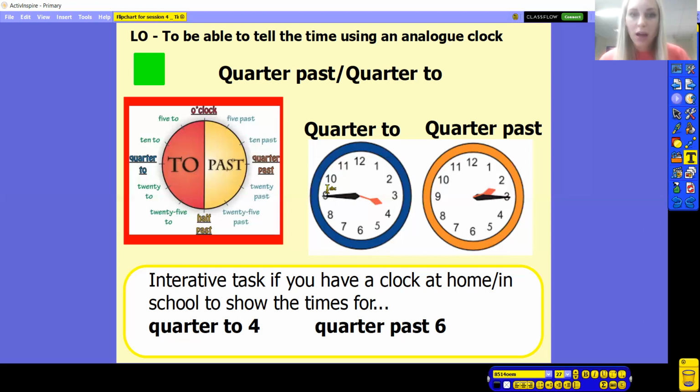If we have a little look at the diagram here, at where that minute hand would be pointing to, we could see here it would be pointing at quarter to. So if it's quarter past, your minute hand is pointing to the 3. If it's quarter to, your minute hand is pointing to the 9. And that's the first thing that you need to look at when you're looking at your clocks today. Is your minute hand on the 3 for quarter past, or is your minute hand on the 9 showing quarter to? Okay. If you have your interactive clock, you can show your times now for 4:45 and 6:15. If not, let's move on.